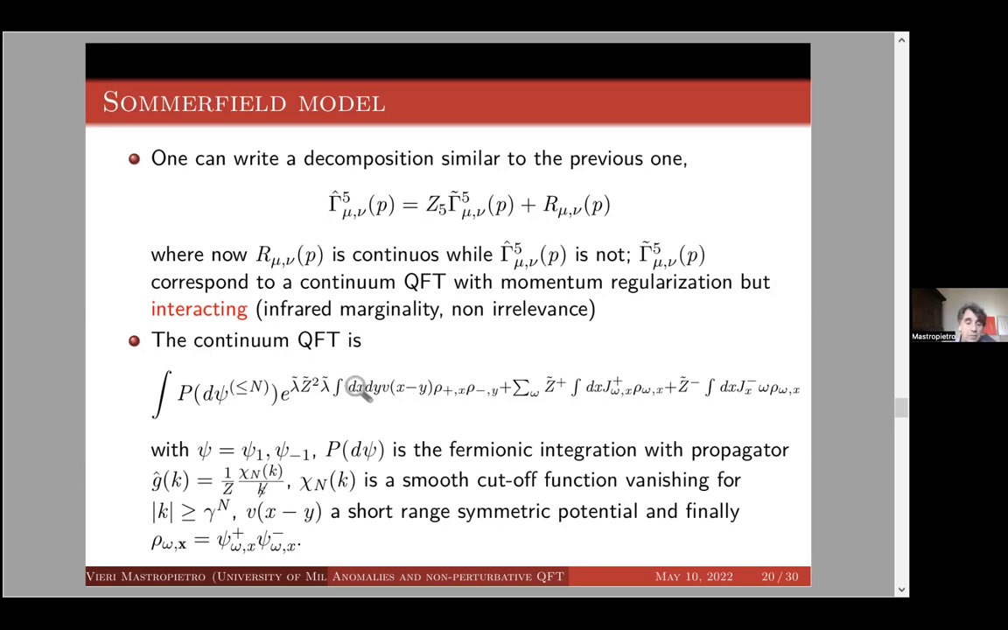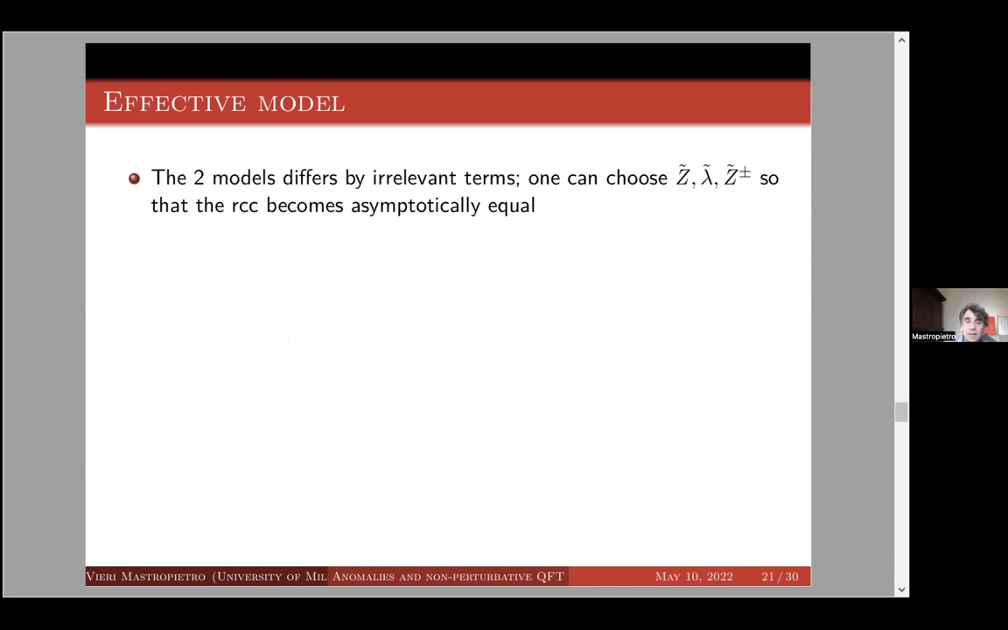So which is the advantage? Because I'm trying to take the best from everything. The lattice theory breaks Lorentz invariance and breaks chiral symmetry, but conserves the currents. This theory has a phase symmetry which corresponds to chiral and global, preserves Lorentz, but does not conserve the current. So combining all this kind of information, I can close the equation. Okay. So the point is that the two models differ by relevant terms. One chooses these parameters so that what are called running coupling constants are the same.